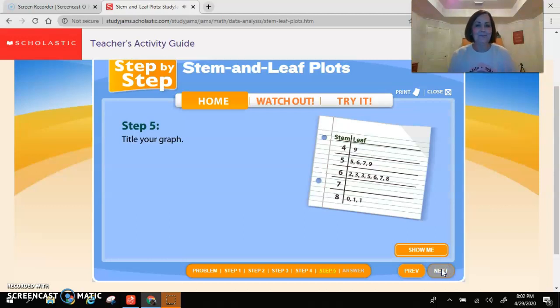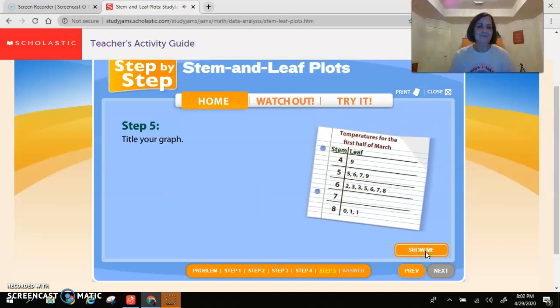Don't forget to add an eye-catching title. All right, let's show you how to do your title: Temperatures for the first half of March. All right, so that is how to make a stem and leaf plot.